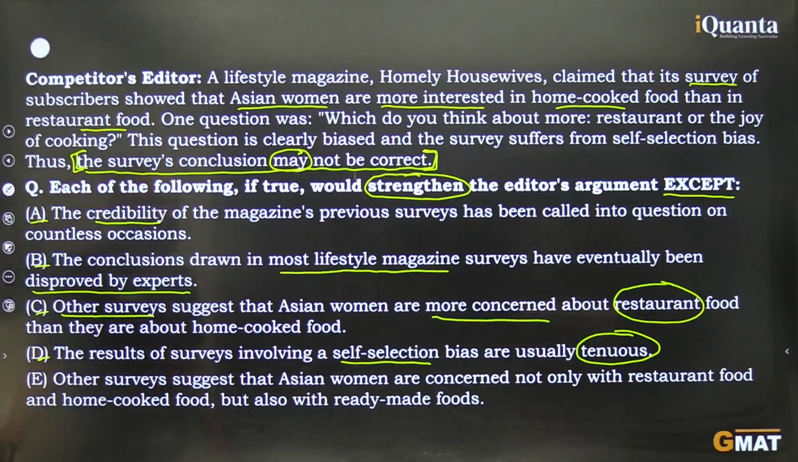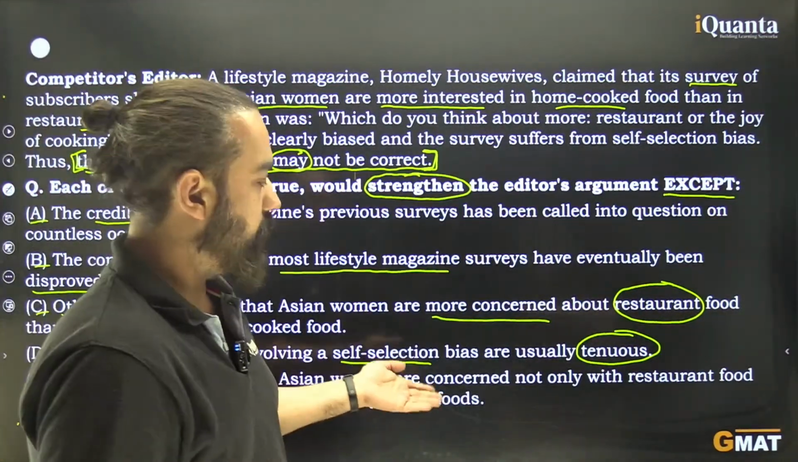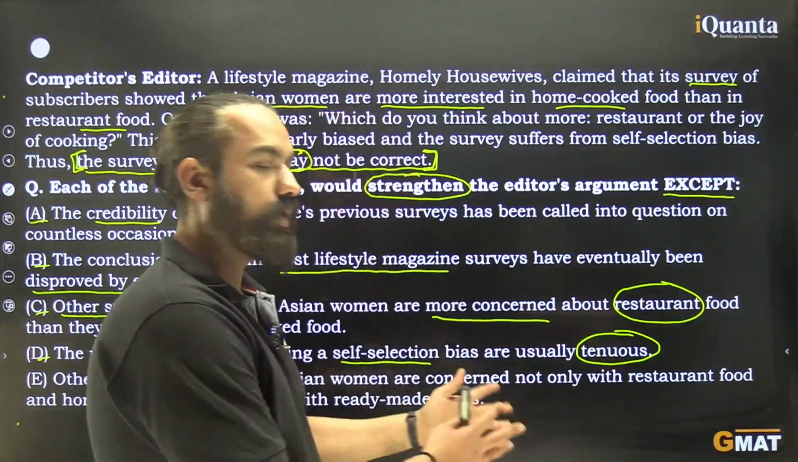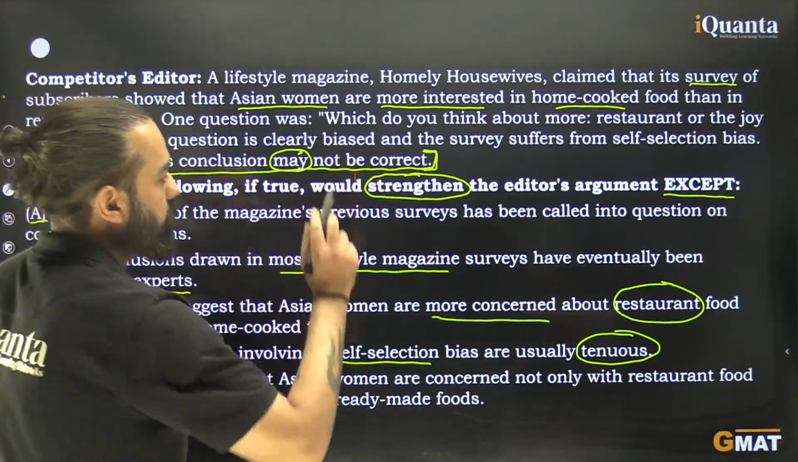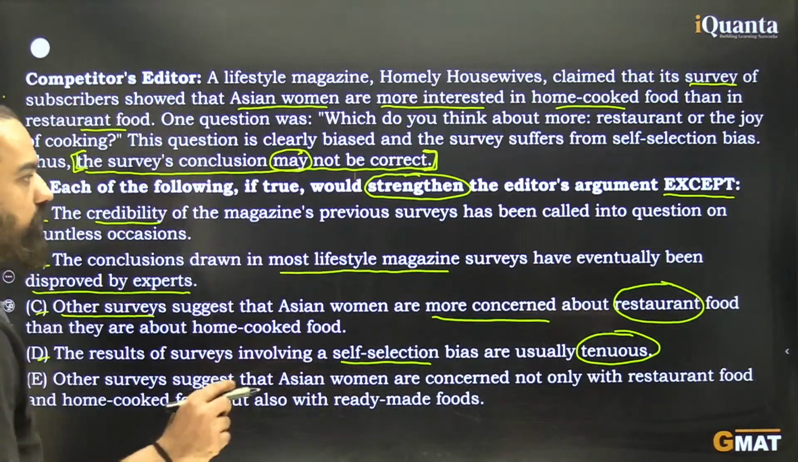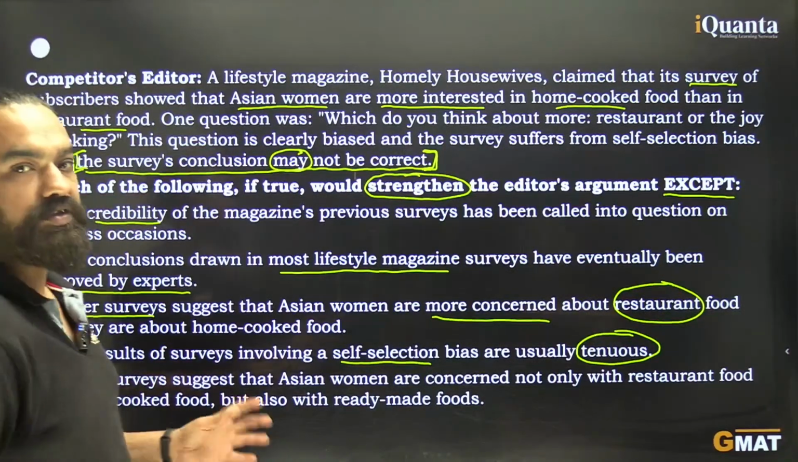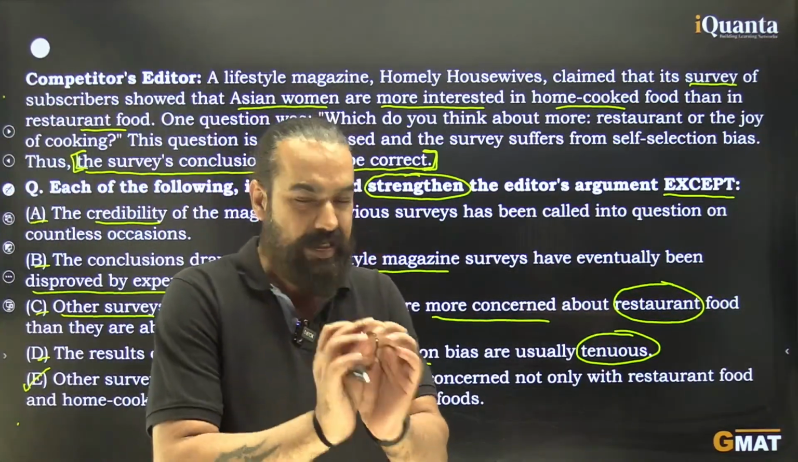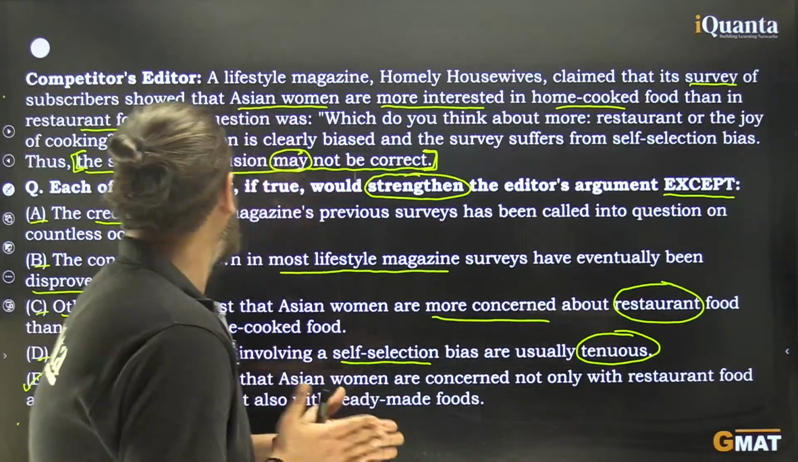E. Other surveys suggest that Asian women are concerned not only with restaurant food and home cooked food, but also with ready-made foods. So this is giving a new dimension altogether. It's not talking about they are concerned not only with restaurant food, home cooked food, but also ready-made foods. No matter what, it does not strengthen this part that survey's conclusion may not be correct. It is neither strengthening nor weakening, and clearly this is my answer. Because if it's not strengthening or weakening, it is at least not strengthening. That's my point, right? Okay, so far so good. I hope. Moving on.